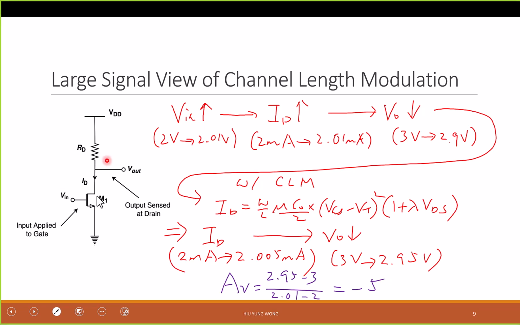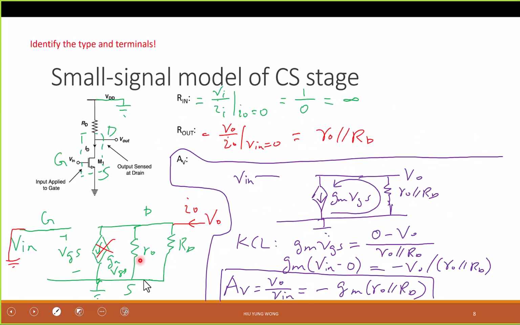It's because when I increase Vin, Vout will try to decrease a lot. Then I have a large negative gain, right? But when I reduce the VDS, due to channel length modulation my current does not increase so much. So my Vout cannot reduce as much as I want. So you get this channel length modulation, and it is reflected in this resistor.